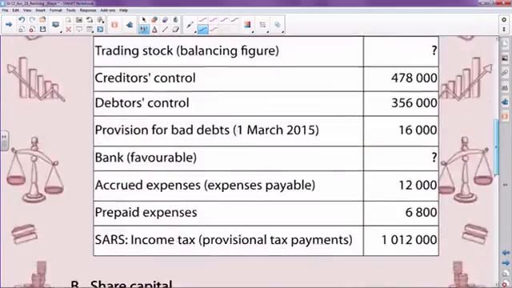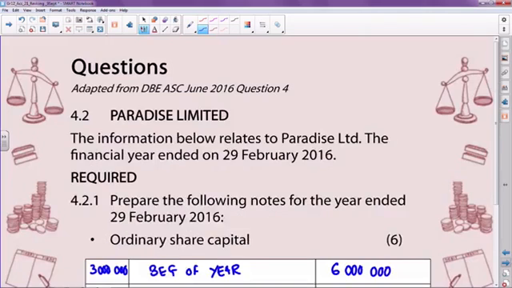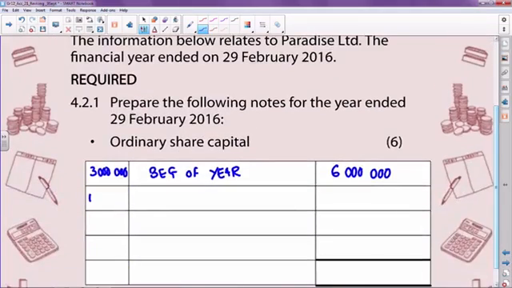What else do we know? We are told that 1 million new shares were issued on the 1st of December at a market-related value of 5 Rand per share. So I bring in the 1 million shares, which were sold during the financial year, and we sold them at a market value of 5 Rand per share. That would give me a monetary value of 5 million, 1 million times the 5 Rand.